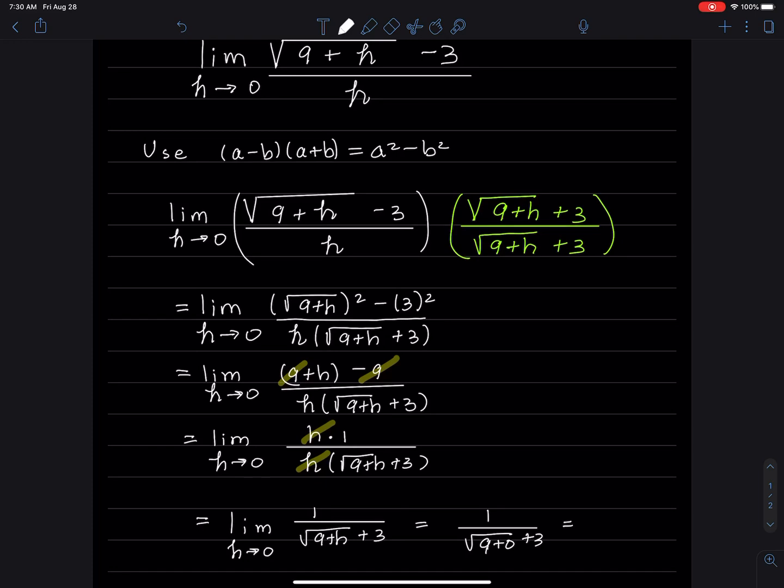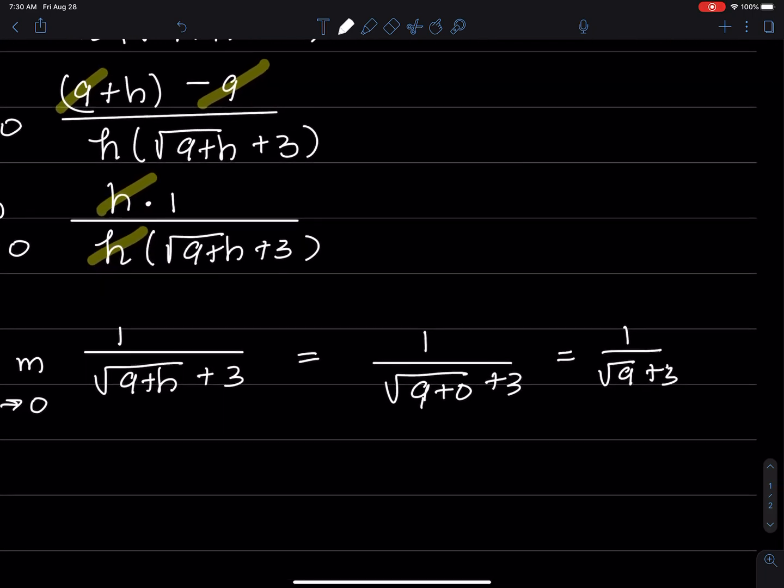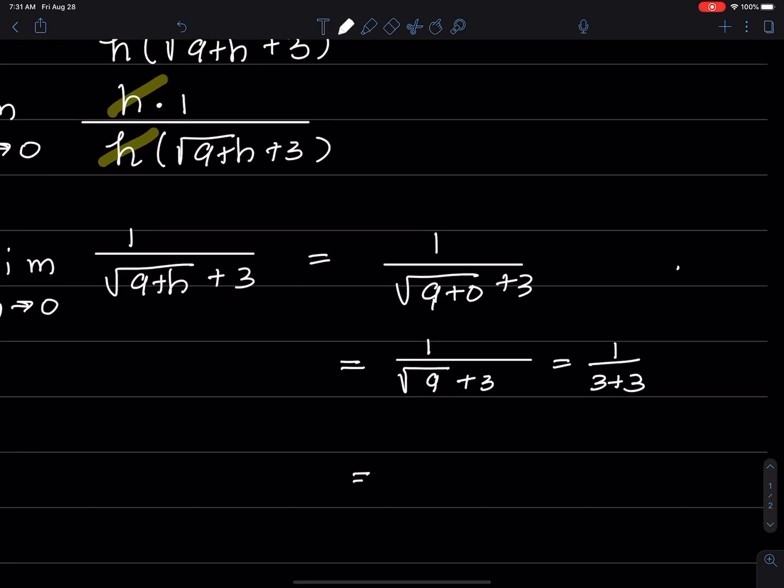And now I would like to be able to do this without making a mistake at the very end. One of my things that I sometimes do at the very end, I sometimes make a mistake because I rush it. I don't want to rush. So that looks like it's 1 over 3 plus 3, which is 1/6.